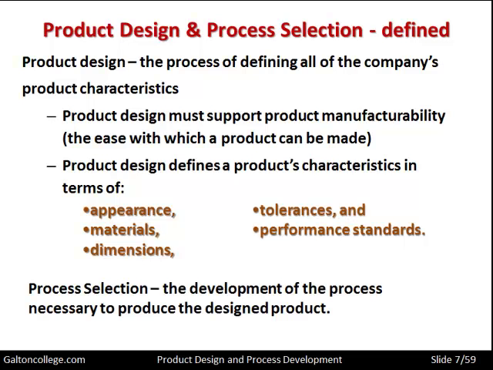Process selection is the development of the process necessary to produce the designed product. So having got a design for the product and having been reassured by the marketing department that this is what the customer wants, the company may decide to go ahead and produce this product. They must now design processes, manufacturing processes, assembly processes, all sorts of processes within the organization that all enable the production to take place. And there clearly is a linkage between the complexity of the product and the complexity of the production processes.